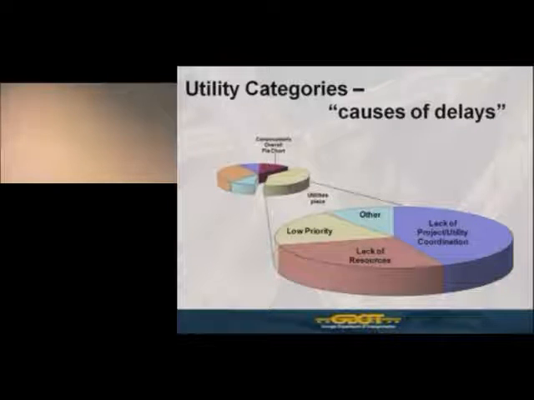But the largest piece of this pie chart is lack of project utility coordination, typically in the pre-construction phase. That is the area that we felt we could do something about and that we need to concentrate our vision on as far as correcting and making changes to achieve acceptable results.